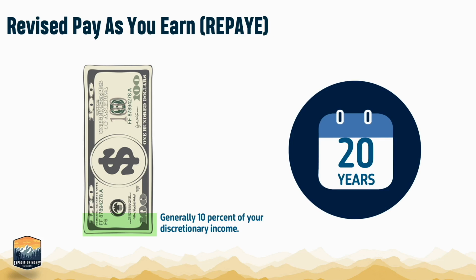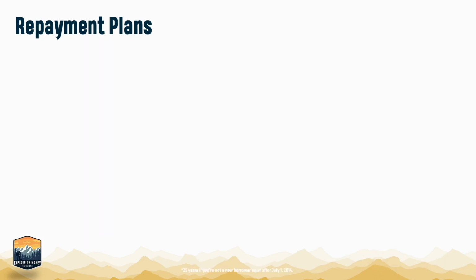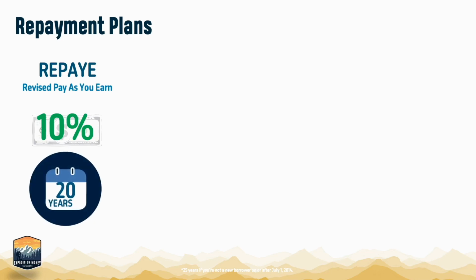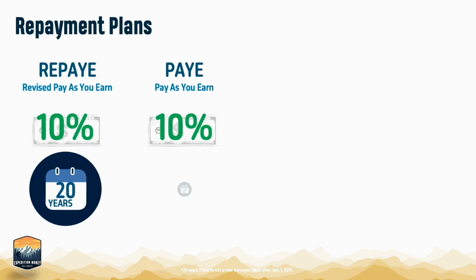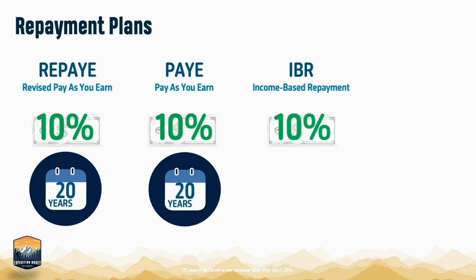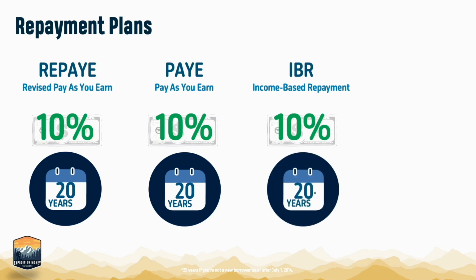Let's compare this to a few other plans. We just took a look at the REPAYE plan with a payment of 10% of your discretionary income that can last for 20 years. There's an earlier version of this plan called PAYE, Pay As You Earn, that's also based on 10% of your discretionary income for 20 to 25 years. There's the IBR, income-based repayment plan, with a payment that's also 10% of your income for up to 20 years, depending on when you went into the plan.